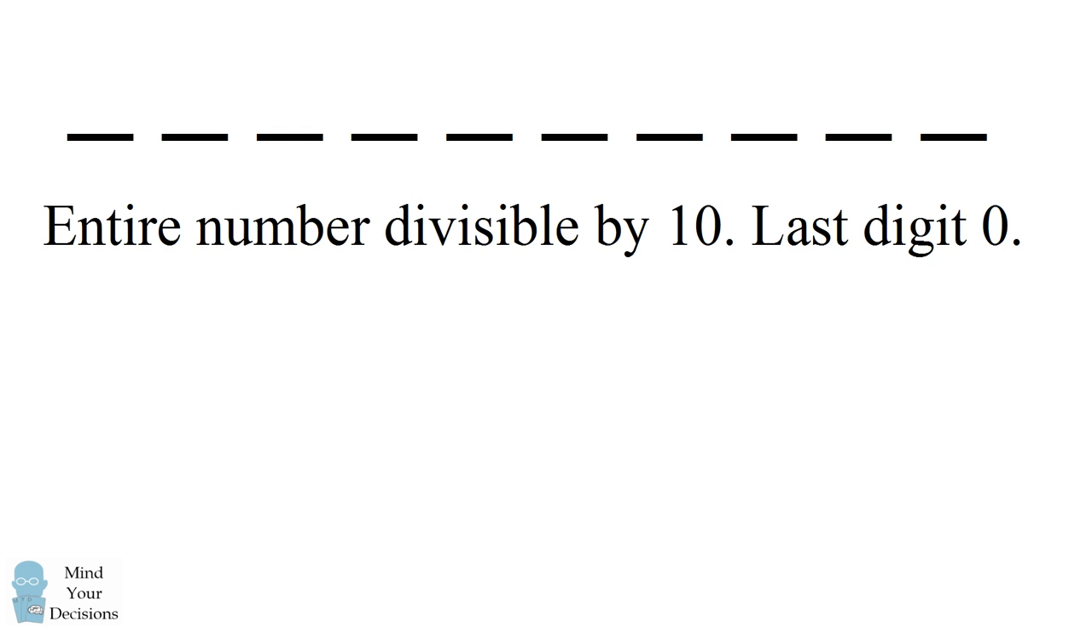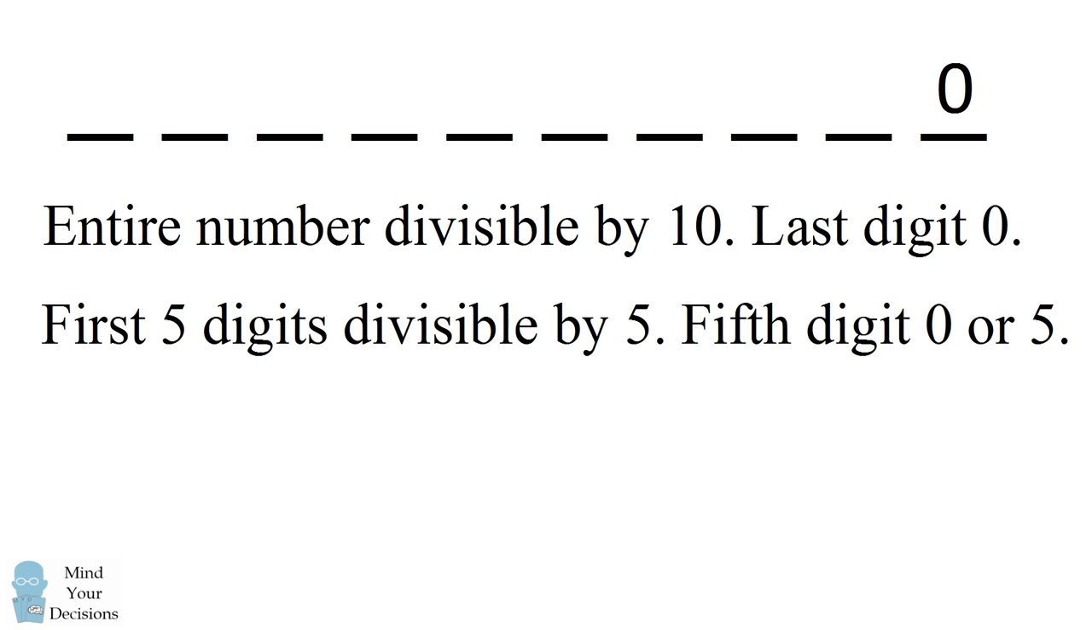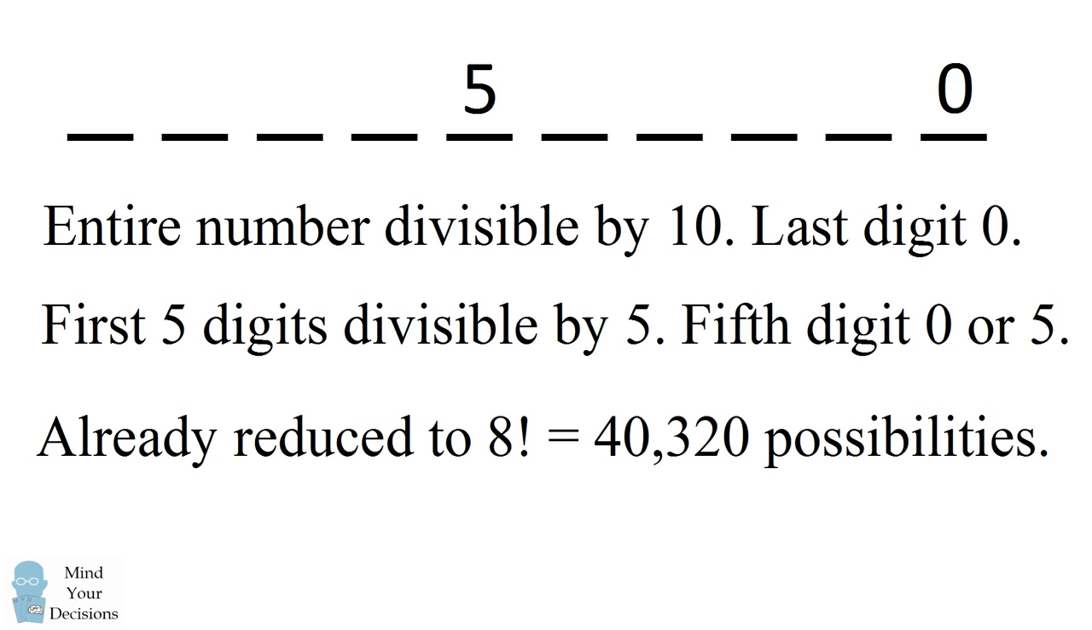To get started, we need the 10-digit number to be divisible by 10. This forces the last digit to be 0. Next, we want the first 5 digits to be divisible by 5. This means the 5th digit has to be 0 or 5. Since we've already used the digit 0, this means the 5th digit has to be 5. Just from these two digits, we've already reduced the number of possibilities to a little over 40,000. Let's continue.